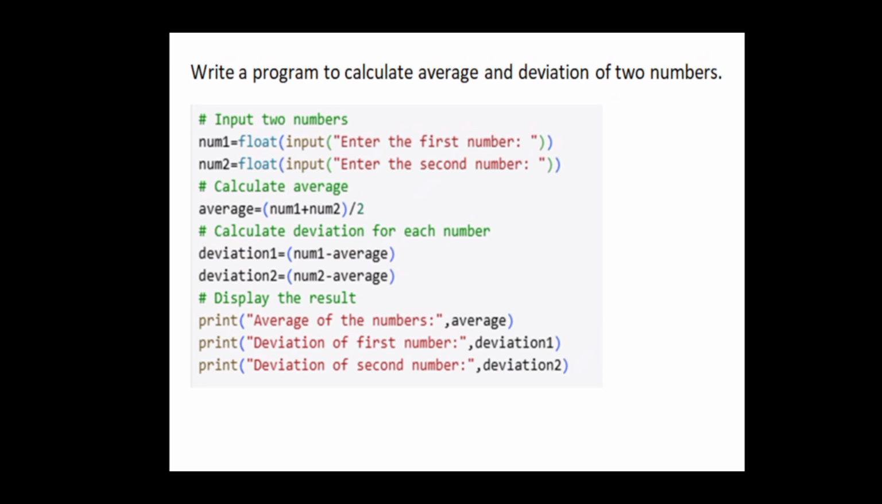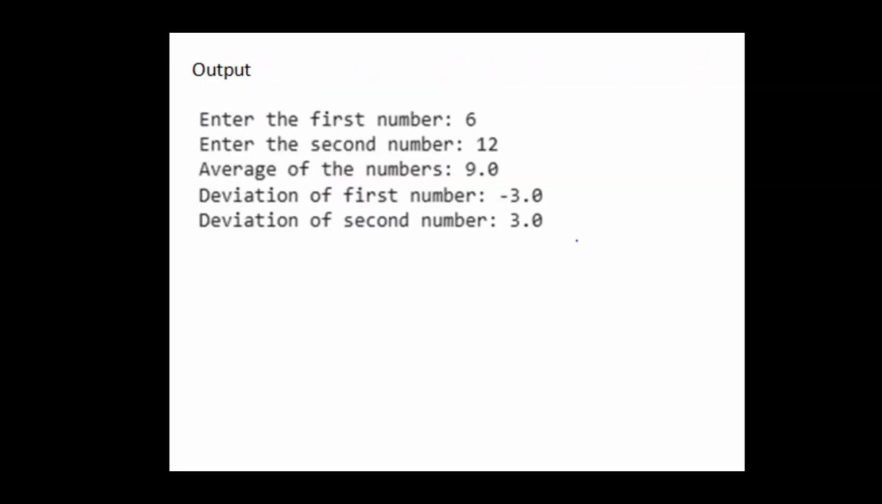So this is the coding part. And after we run the program, we get this output. If we enter first number as 6 and second number as 12, then average of the numbers is 9 and deviation of first number is -3 and deviation of second number is 3. Because 6 plus 12 by 2 is 9. So 6 minus 9 is -3 and 12 minus 9 is 3.